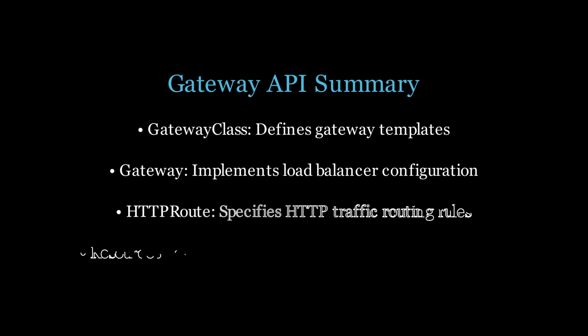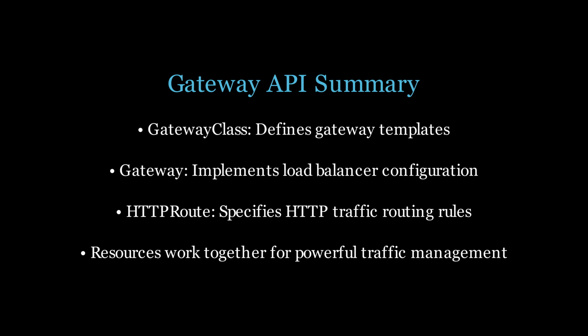In summary, Gateway API provides a powerful, extensible approach to traffic management in Kubernetes. The GatewayClass, Gateway, and HTTPRoute resources work together to create a flexible and robust traffic routing system.